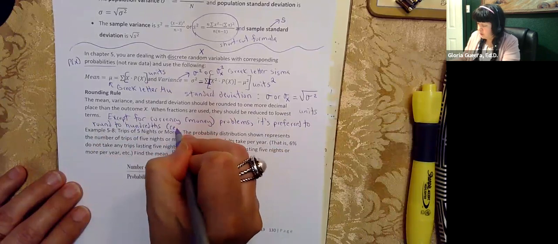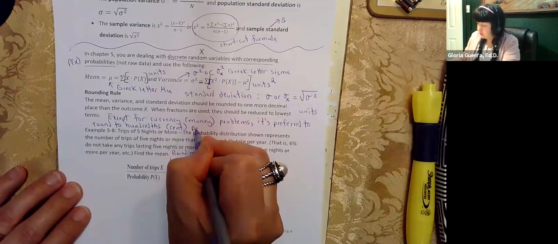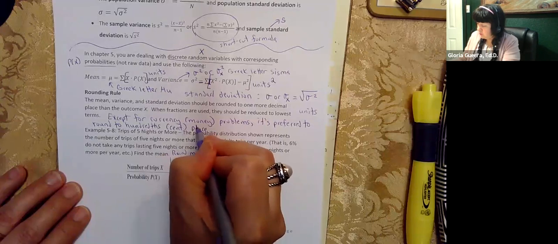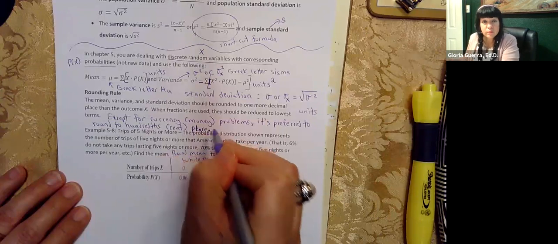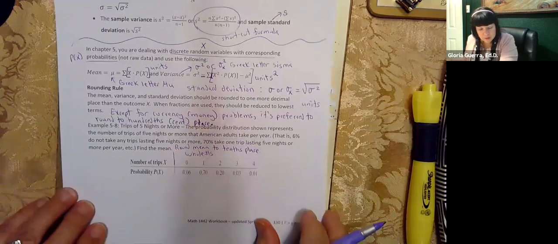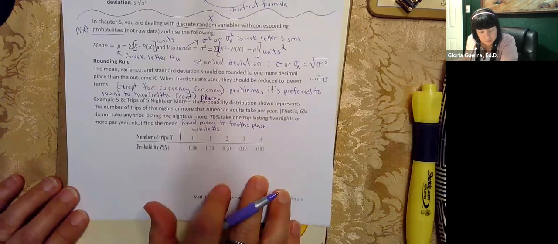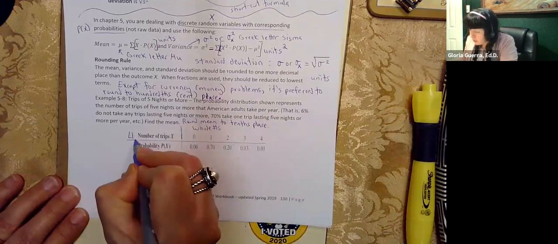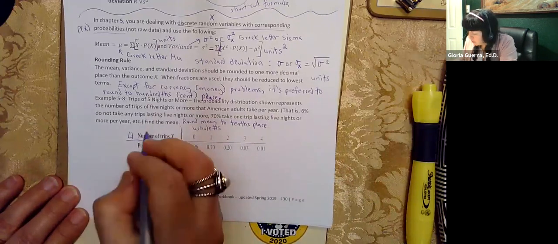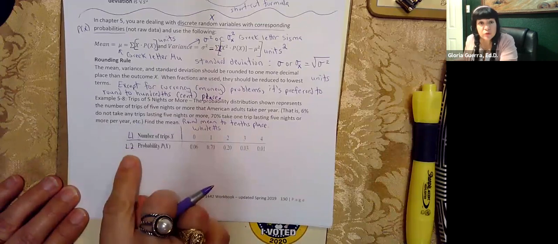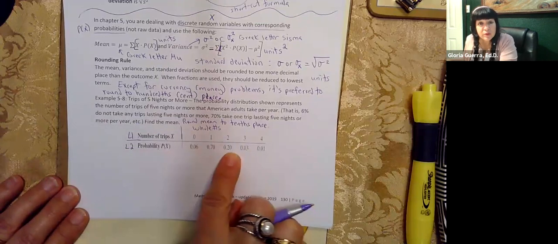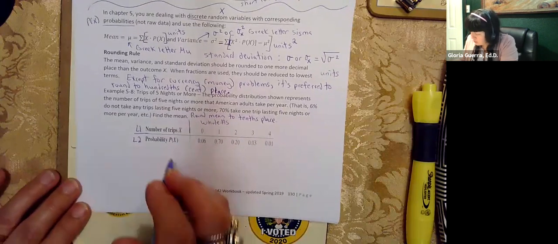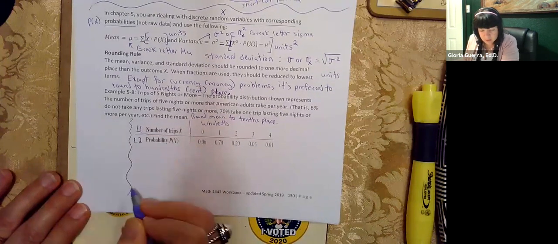Hundredths place is the nearest cent. Okay, now when we put this information in the calculator, we're going to put L1, X random variables, and list L1 and L2. We're going to list our probabilities in L2.